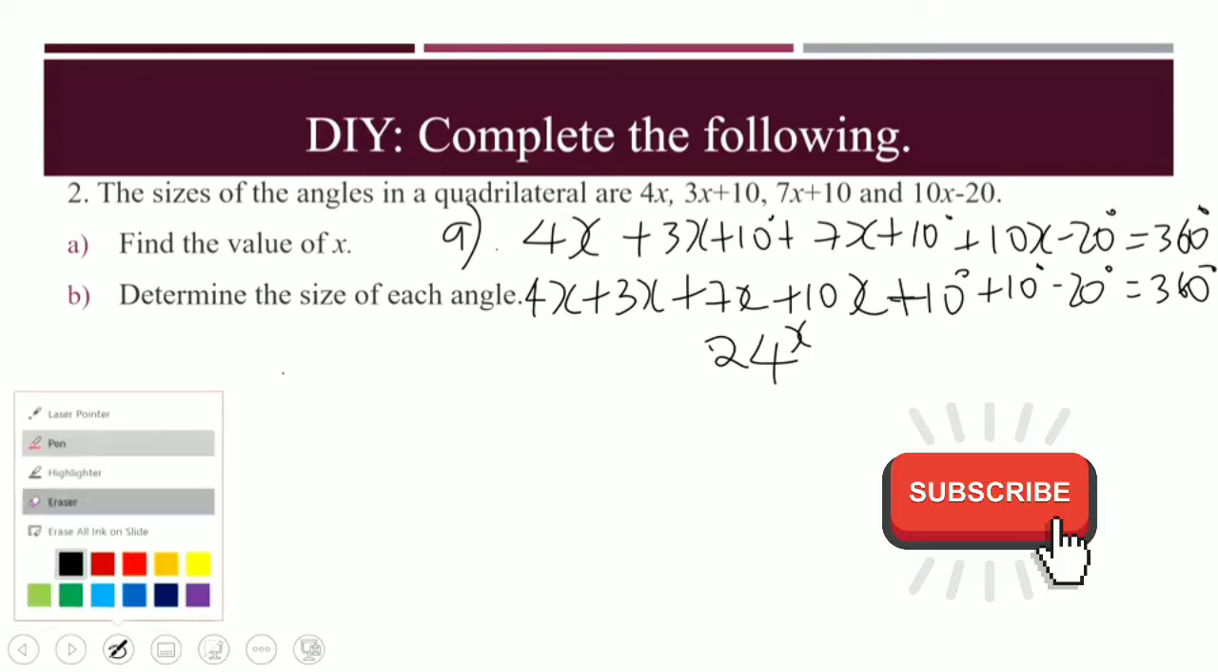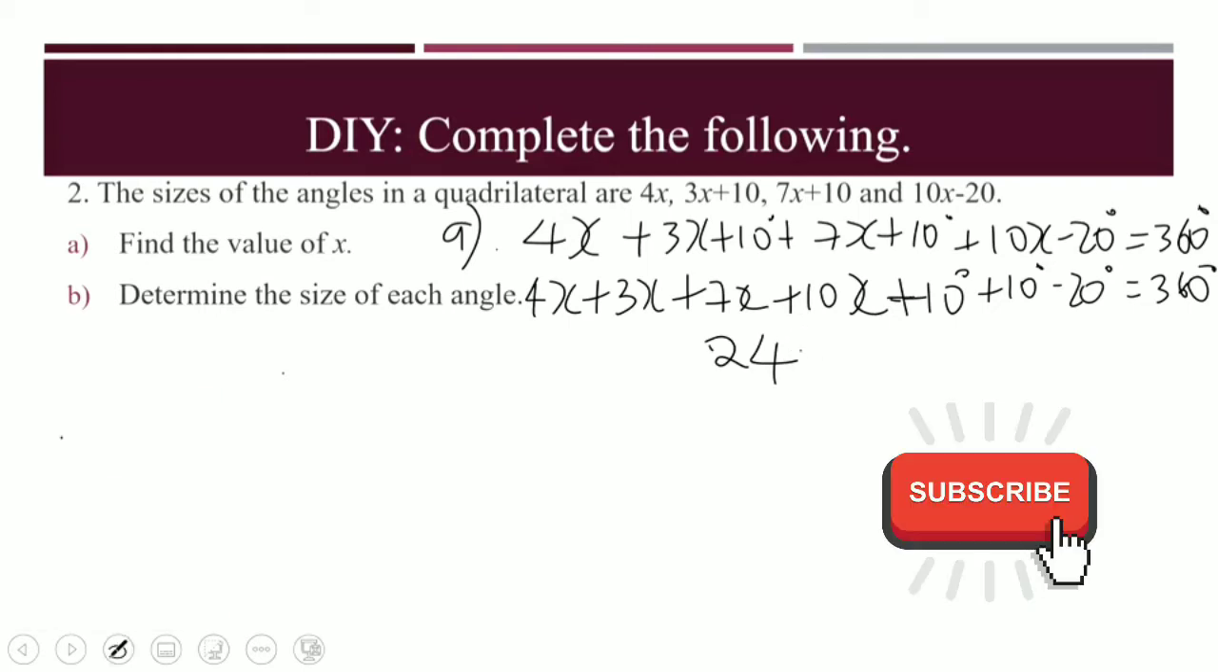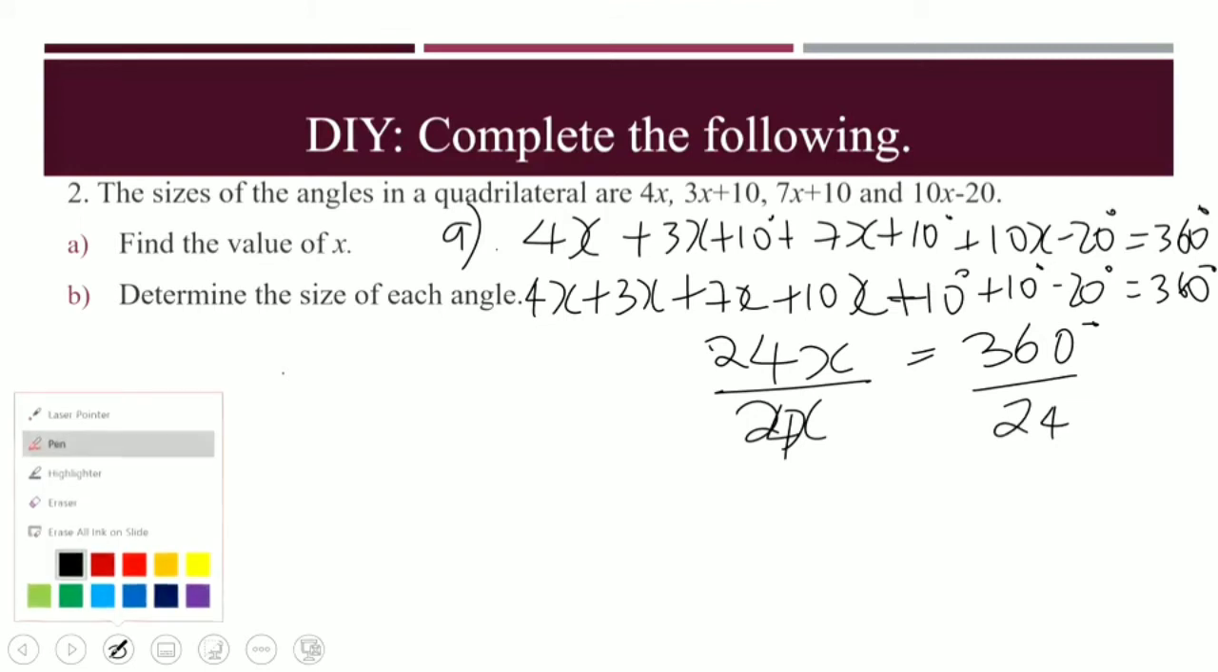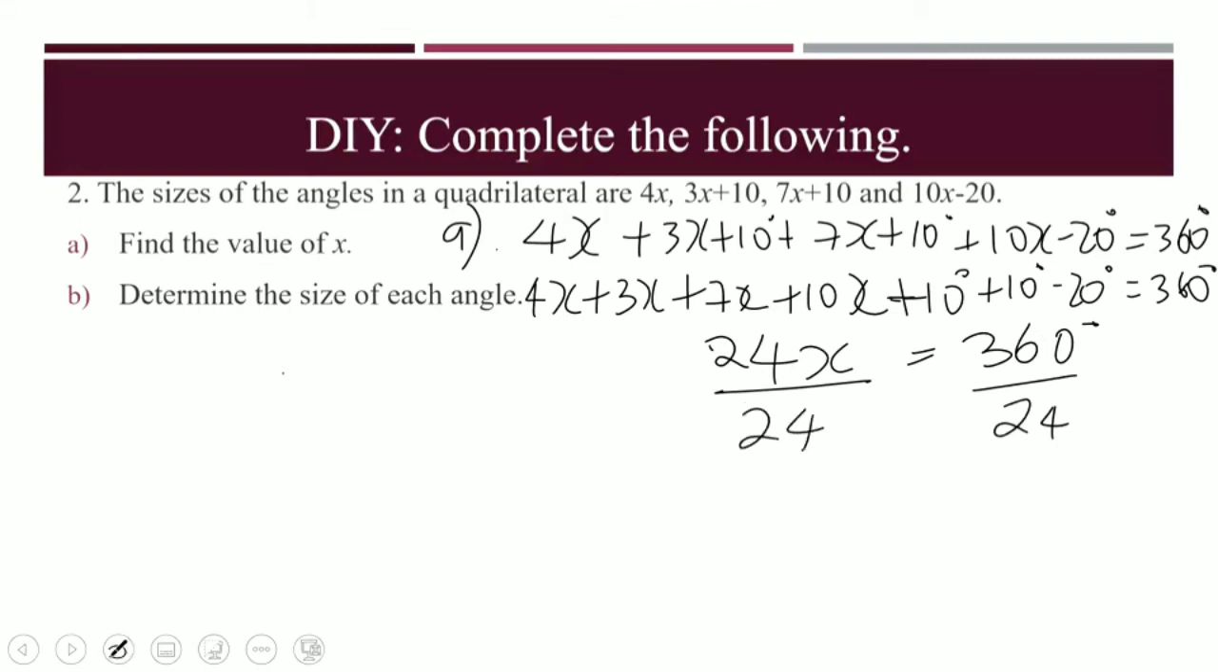So we have 24x equals 360 degrees. Dividing both sides by 24, we now have x to be equal to 15 degrees. Are we done? No. We are asked to find the size of each angle. So here we go with part B. I'm going to have that done in red.